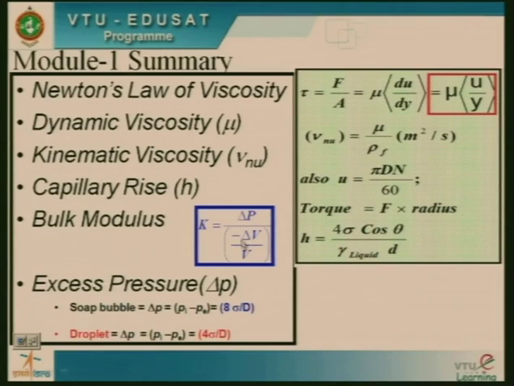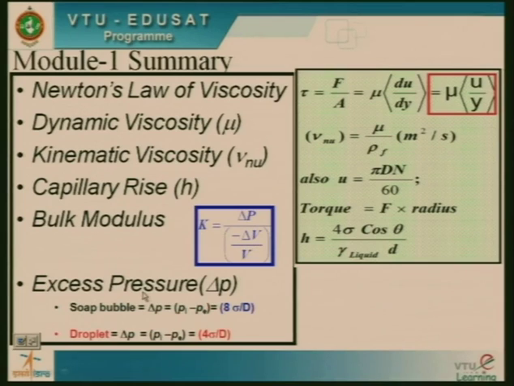Apart from this, we are trying to solve today's problem on bulk modulus, which is given by K is equal to change in pressure divided by volumetric strain. I repeat, the bulk modulus K for a fluid is given by the change in pressure delta P divided by delta V by V, which is also called volumetric strain, right.